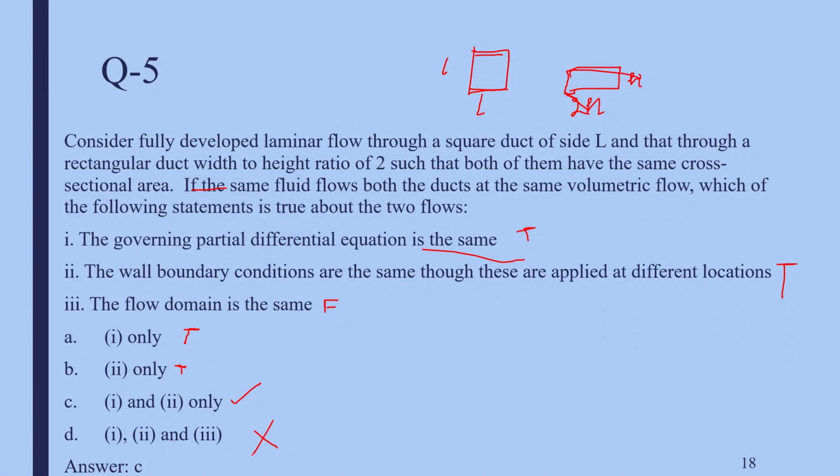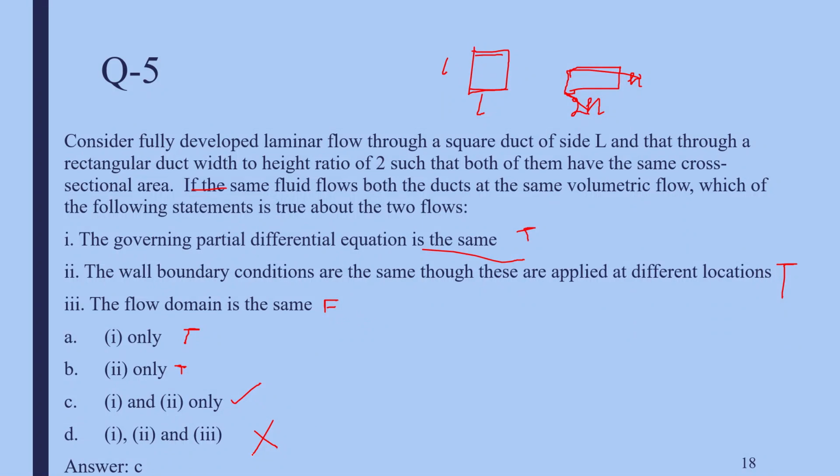So the governing partial differential equations are the same in both the square duct and rectangular duct problems, and the wall boundary conditions are the same, though they are applied at different locations. Locations may vary depending on the geometry of the system, but the boundary conditions are the same. So this is given by option C, that is 1 and 2 only. I hope this is clear.